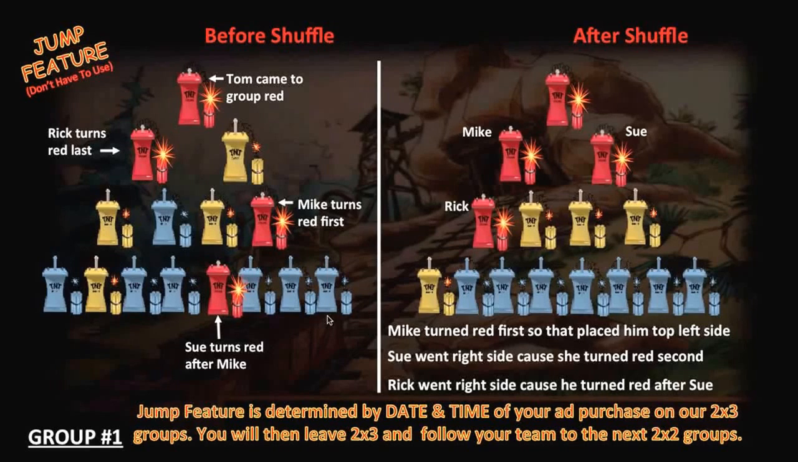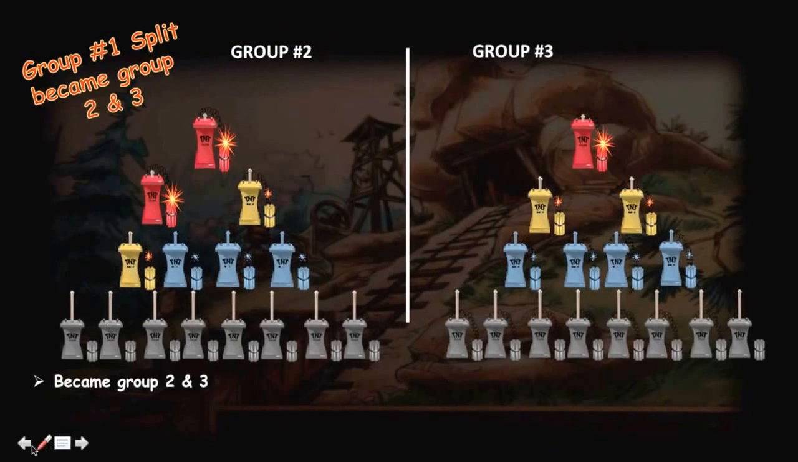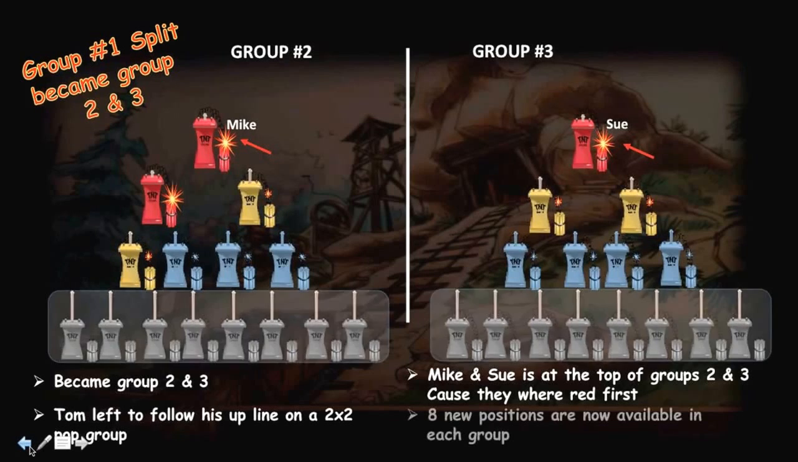Now, the guy at the top, who was Tom, is going to leave this board and automatically be placed into a 2x2. Hopefully some of the other videos that you've watched have explained how that works. This is what you're left with, and this is what's very, very important for people to understand. This is the 2 boards after the split, okay? I'll go ahead and put the names up here so you guys can see what these boards look like. If you remember, Mike was on the left, Sue was on the right, and then 8 new positions opened up at the bottom. So now we've got 8 new positions on Group 2, 8 new positions on Group 3.